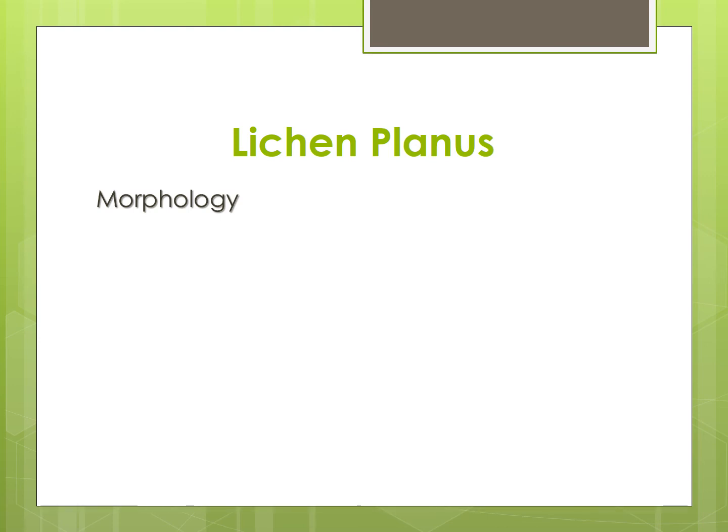Morphology. Whenever we have to describe the morphology, like in this case of lichen planus, initially we have to describe all the 6 P's: the purplish, pruritic, polygonal, planar papules and the plaques. They are itchy. Itching is a very important feature of lichen planus. Violaceous and flat topped papules. The top of these lesions is flat.